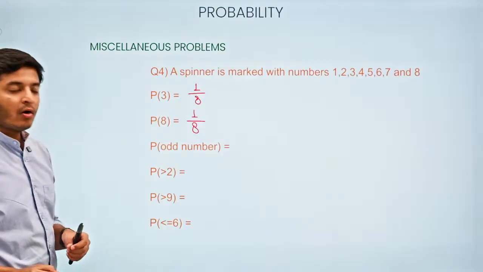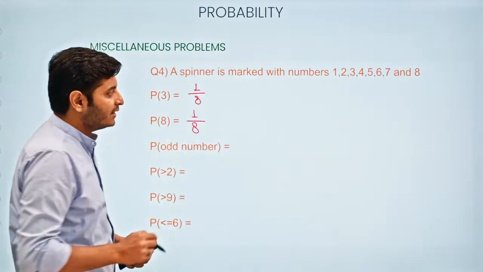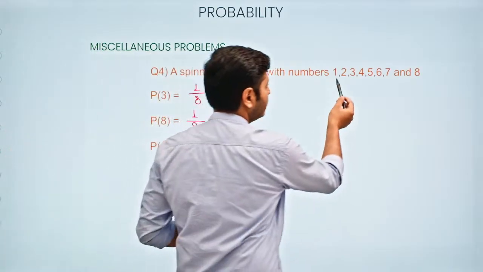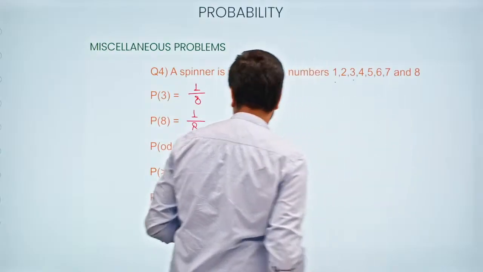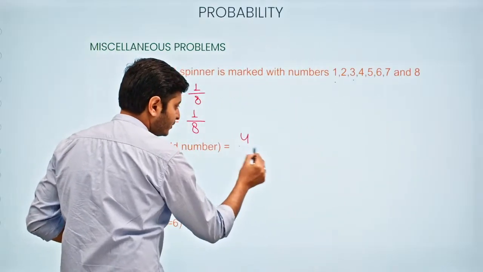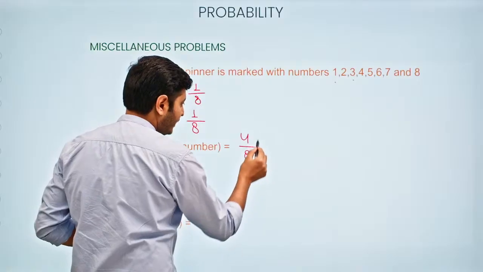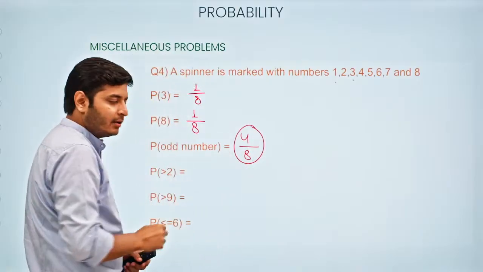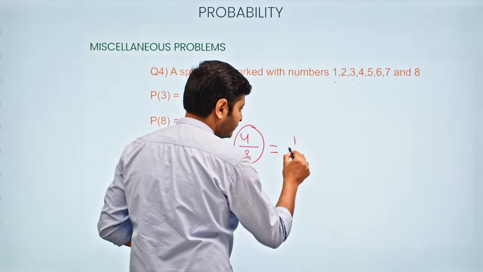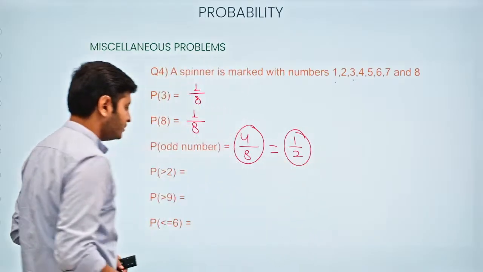Probability of getting an odd number. What is the probability of us getting an odd number? How many odd numbers are there? 1, 2, 3, 4. 4 odd numbers, 4 favorable outcomes by total 8 outcomes. 4 by 8, but we can simplify this further as 1 by 2. So 1 by 2 is the answer.